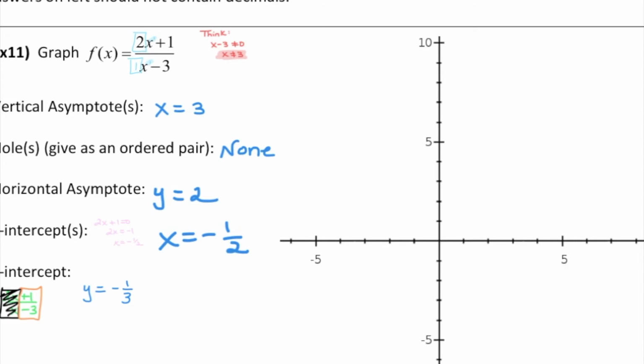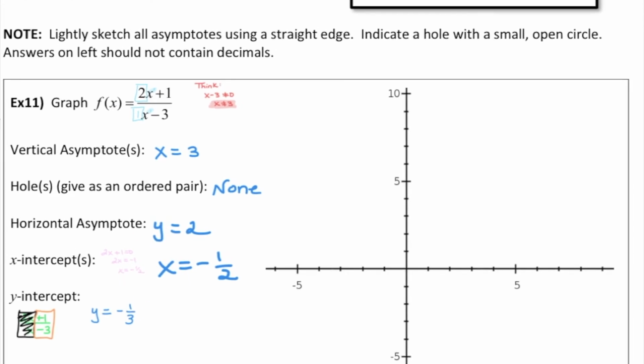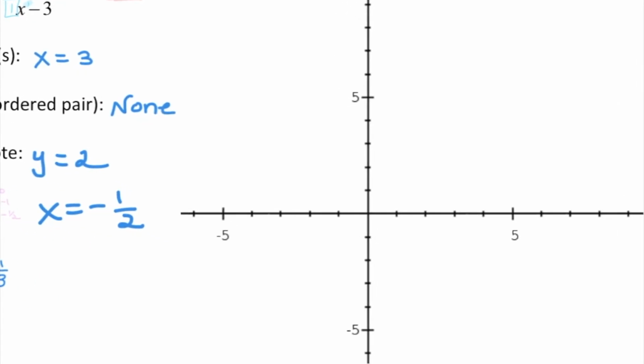The vertical asymptote is at x equals 3. It's a little hard to do on my iPad, so bear with me, please. So there's my, and please use a straight edge, like I clearly didn't. I don't know if I can live with that. Hang on a second. You might not even see that part of the video.